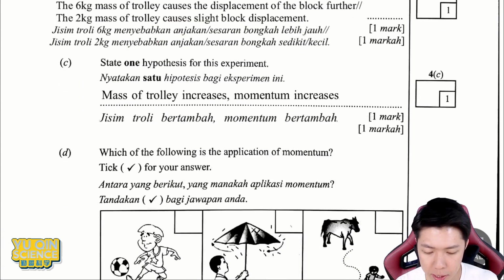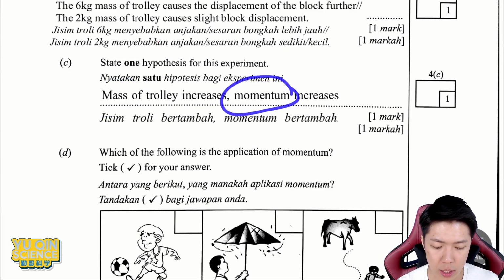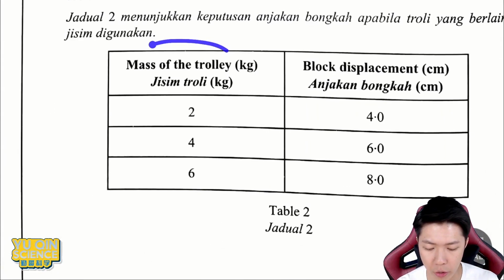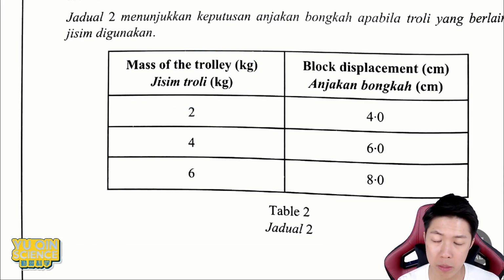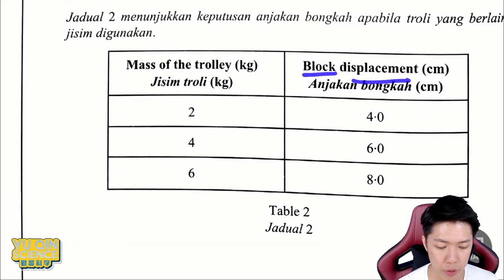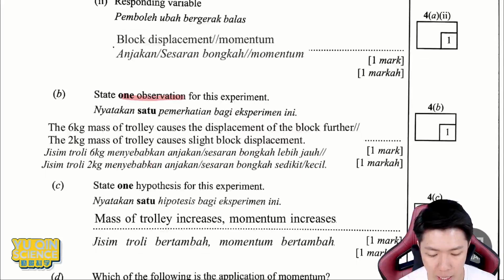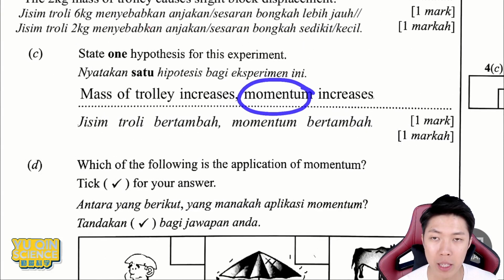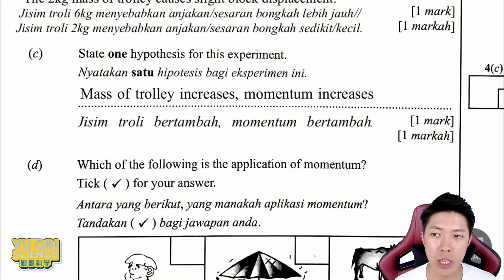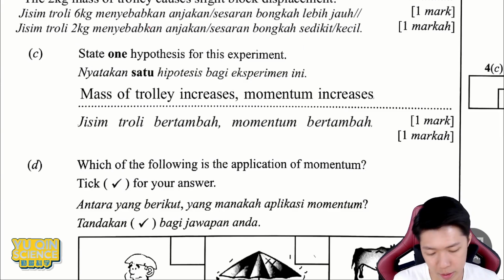Okay, hypothesis. If you can do it, go ahead. So the greater the mass of the trolley, the greater the momentum produced. Or you can write the greater the mass of the trolley, or the bigger the mass of the trolley, the further the displacement of the block. Or in this case, you can also write momentum, because how far you go is actually representing your momentum. So up to you.